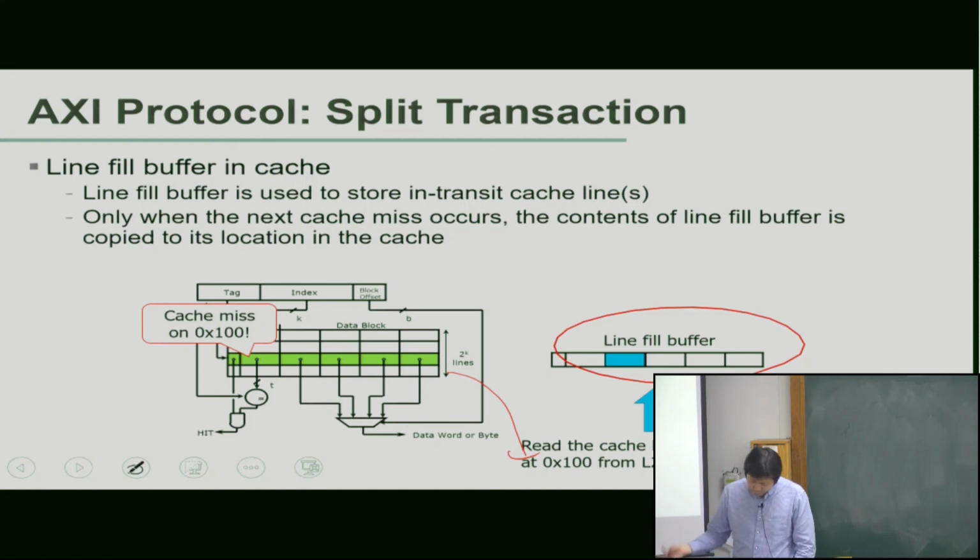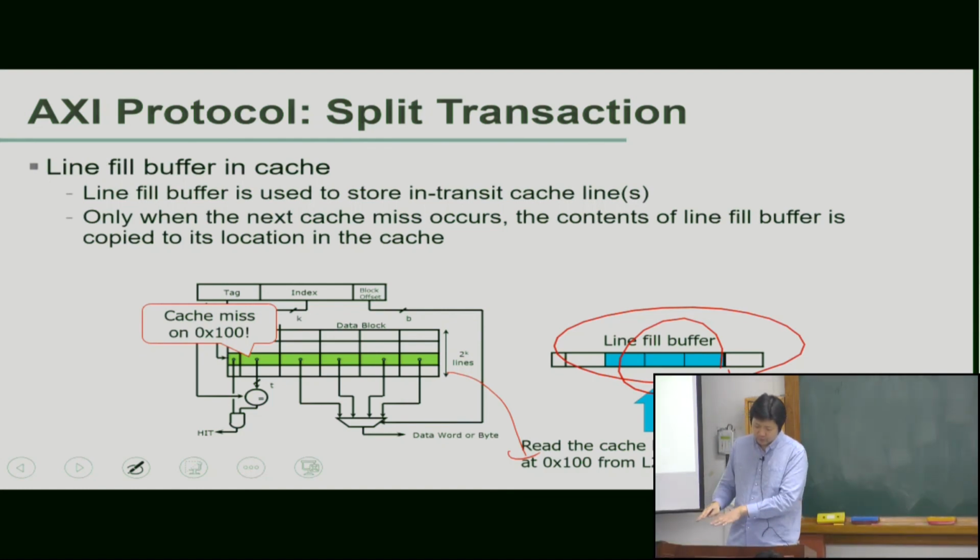So you read the cache line, and multiple words come in, and you fill them in one by one to receive the data, and then this cache block will be copied when the next cache miss happens. Okay, so you first transfer data from the lower level memory system or cache to the line fill buffer first, and then if there's another cache miss, eventually this one will be copied over to the cache location like this.